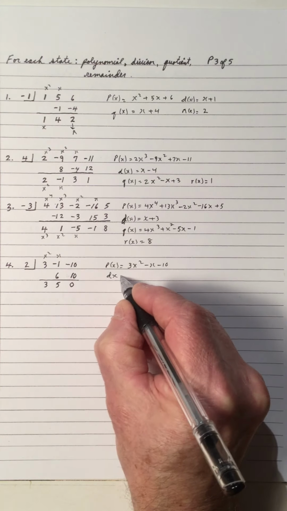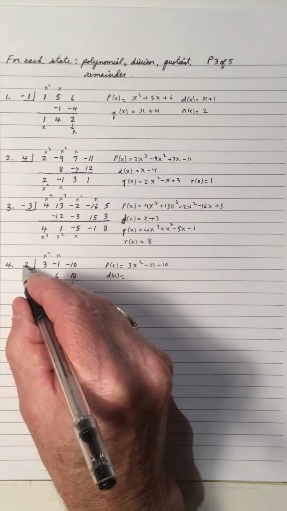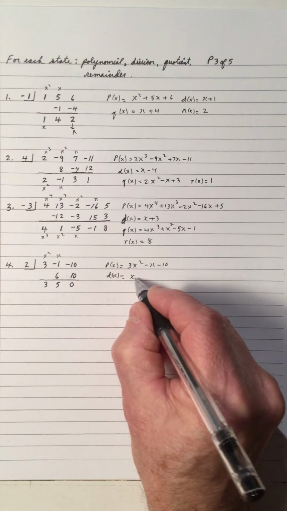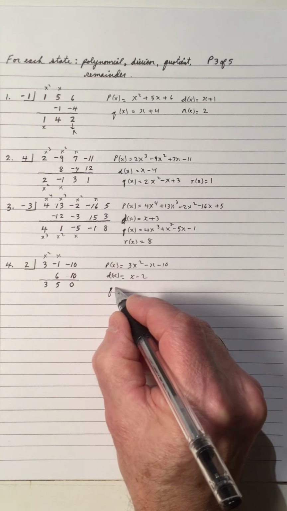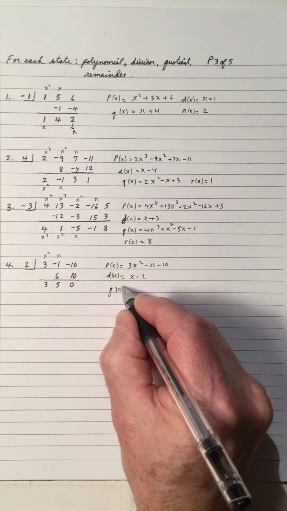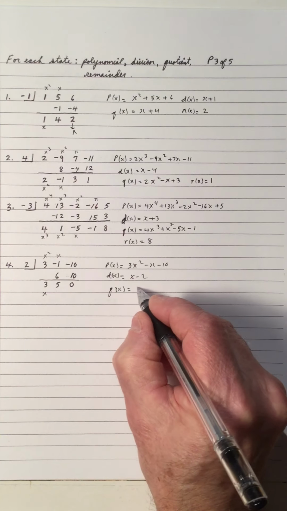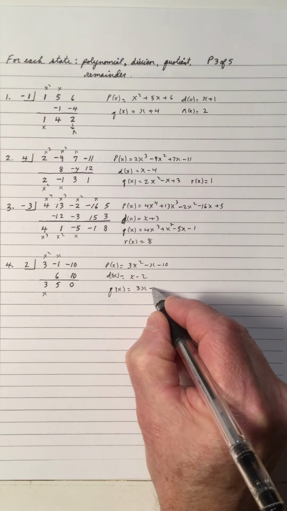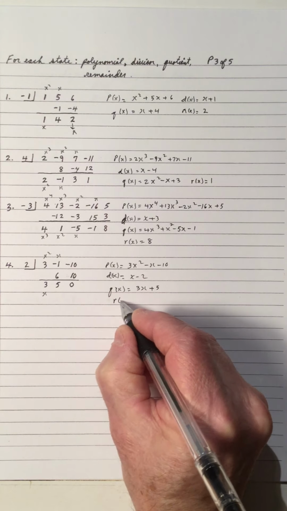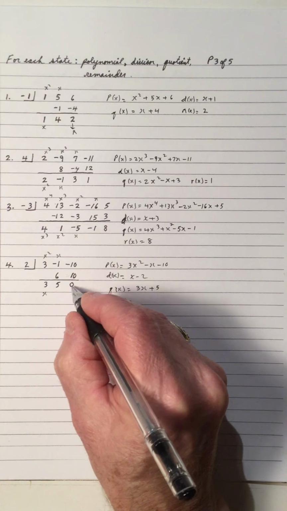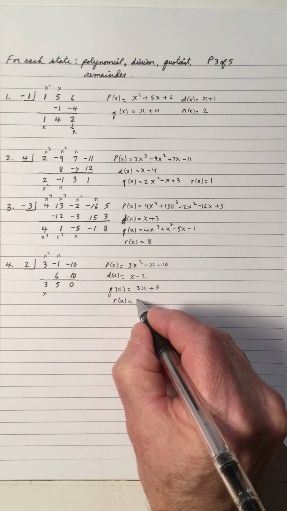And your divisor is what you're dividing by, that's a 2. So this is an x minus 2. And your quotient is the answer to the division. So this is x squared and a constant, so it's 3x plus 5. And the remainder is what's on the end. The last one right here is 0.